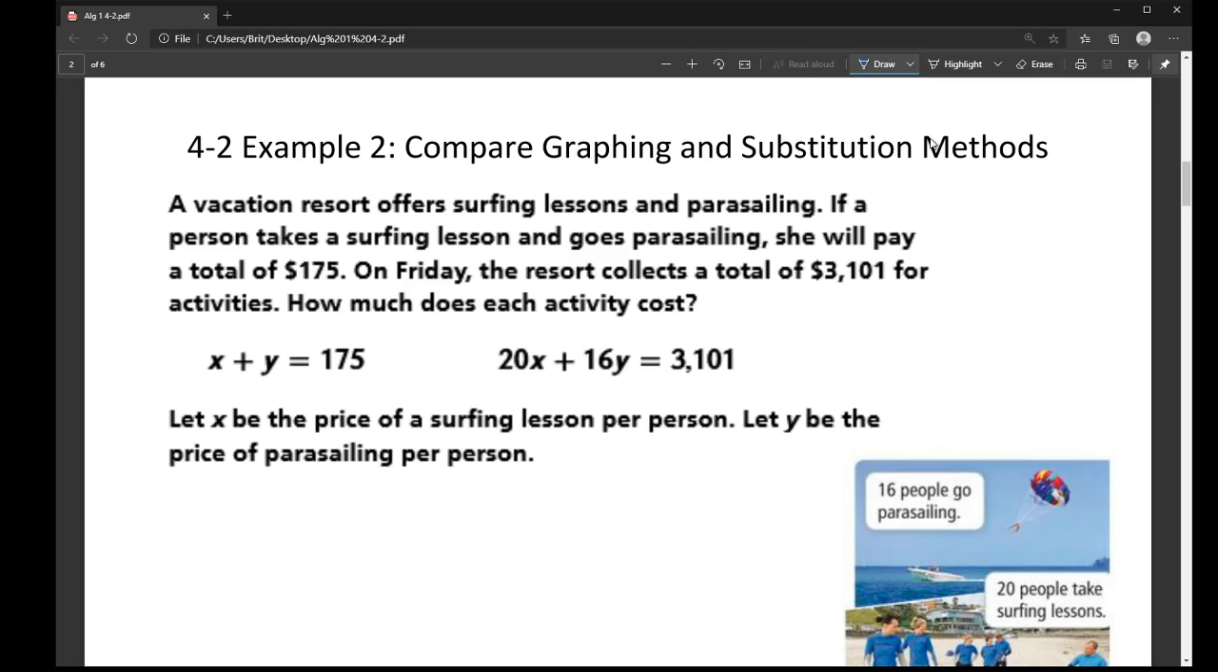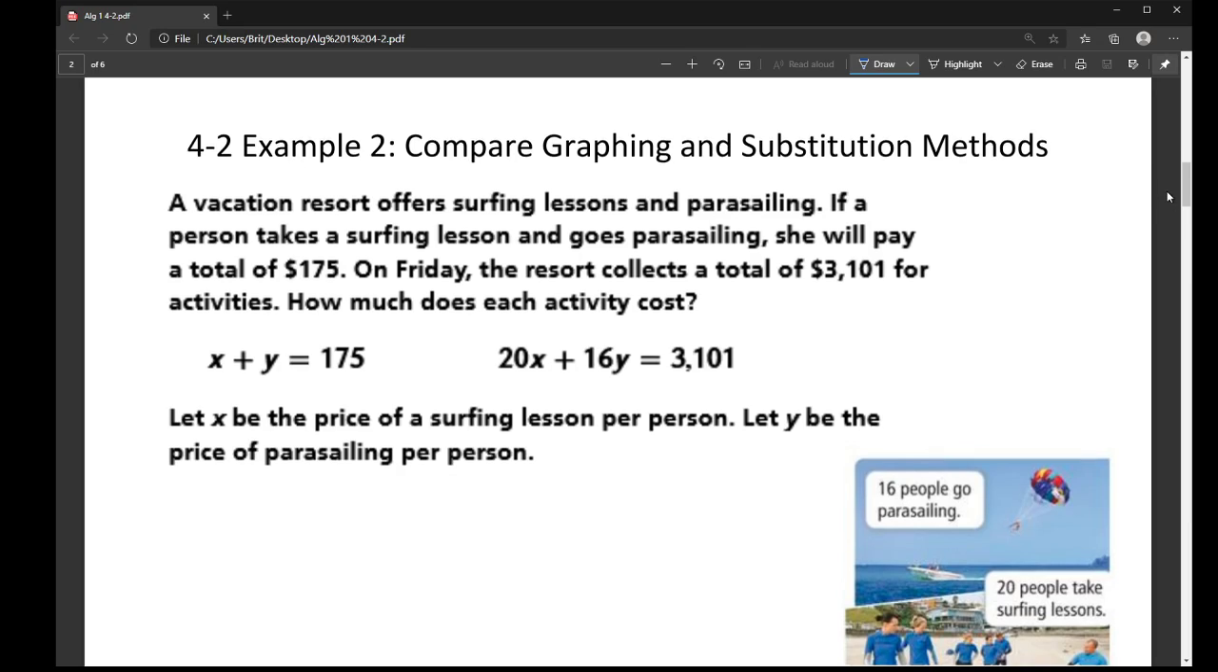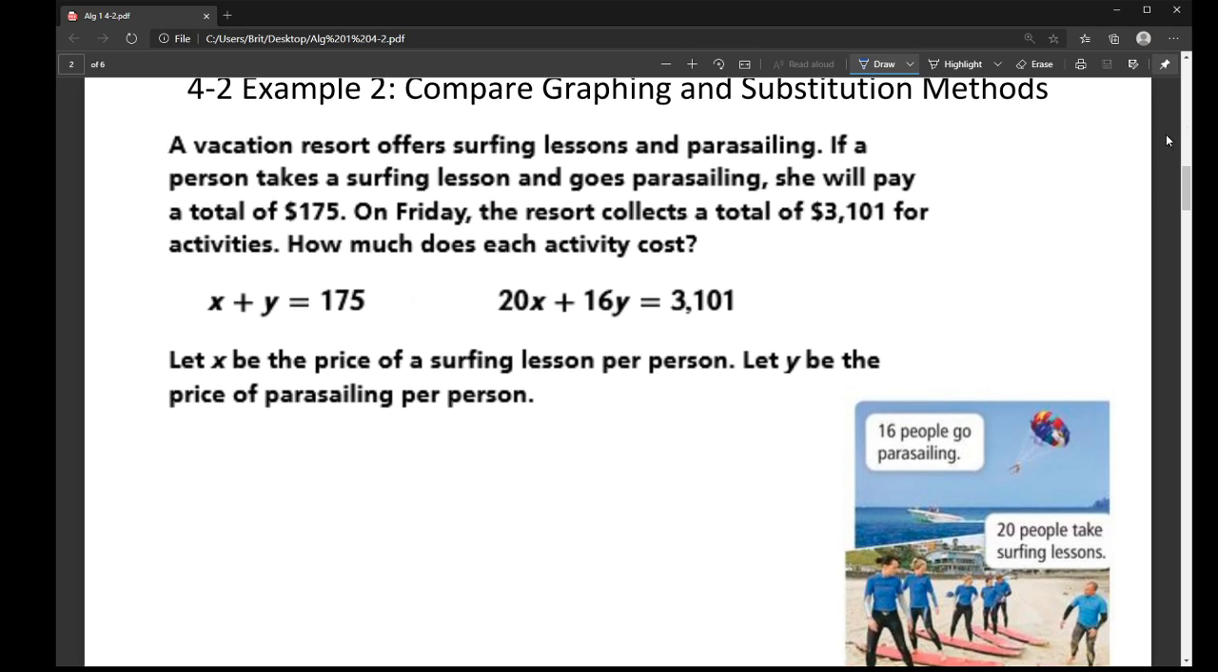In this video, we are doing example 2 from section 4-2 in the SavvasRealize Algebra 1 textbook. We are looking at comparing the graphing and substitution methods for solving systems of equations.